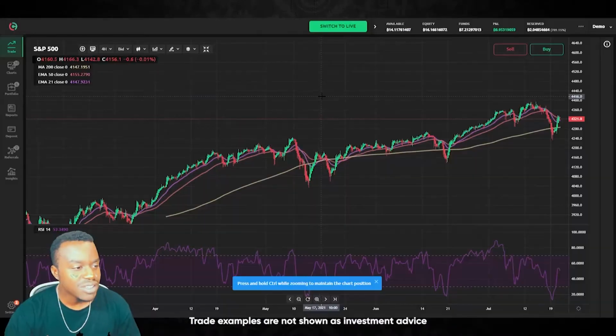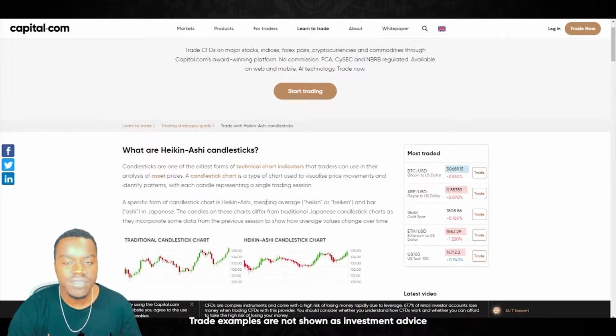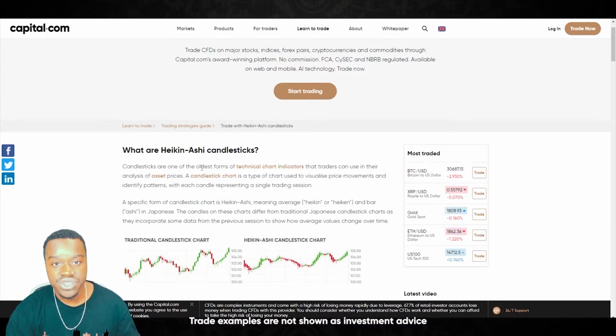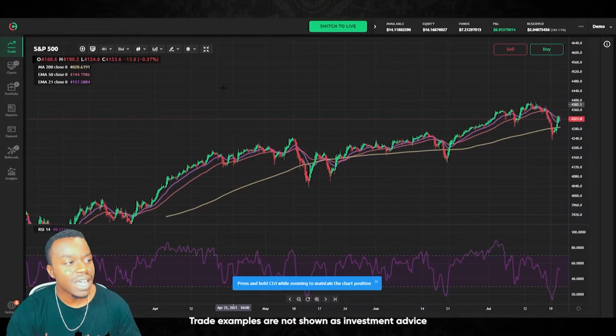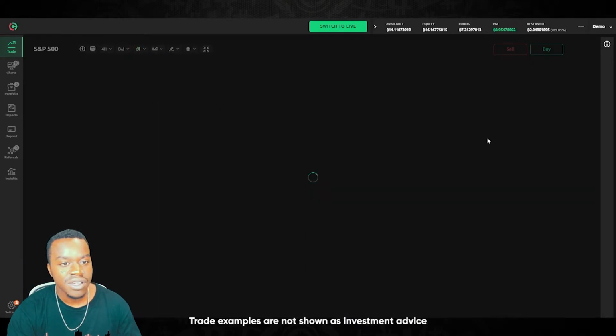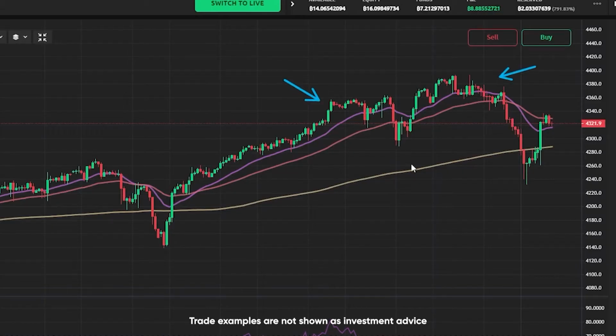So I'm here looking at the Currency.com platform, and I also have an article from Capital.com opened up here, giving us a more visual explanation on Heikin Ashi candlesticks. So when looking at a price chart, many of you are used to just basic candlesticks here. The traditional Japanese candlesticks is what most brokers will have set up by default.